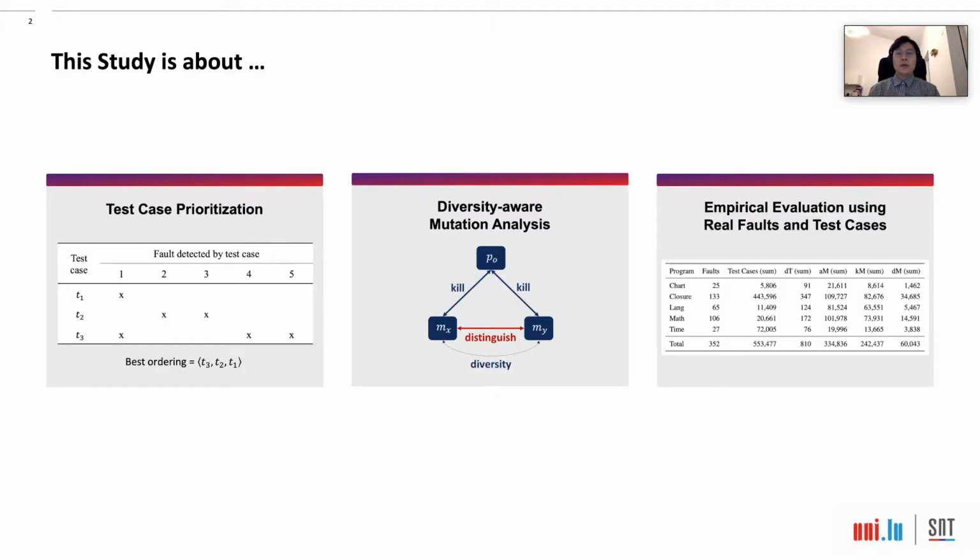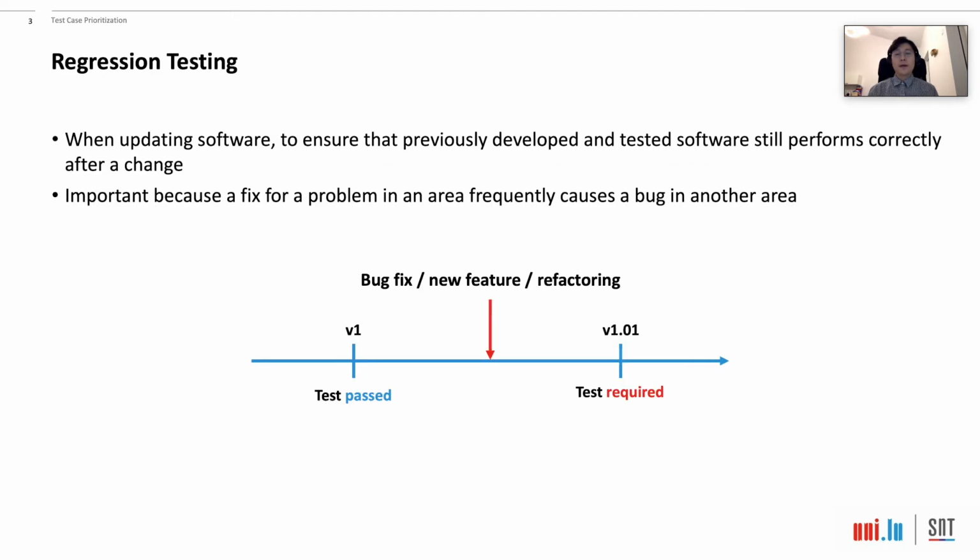This study is about test case prioritization, diversity-aware mutation analysis, and empirical evaluation using real-world and developer-written test cases. I'm going to talk through each of them one by one. Let me talk about test case prioritization and regression testing first.